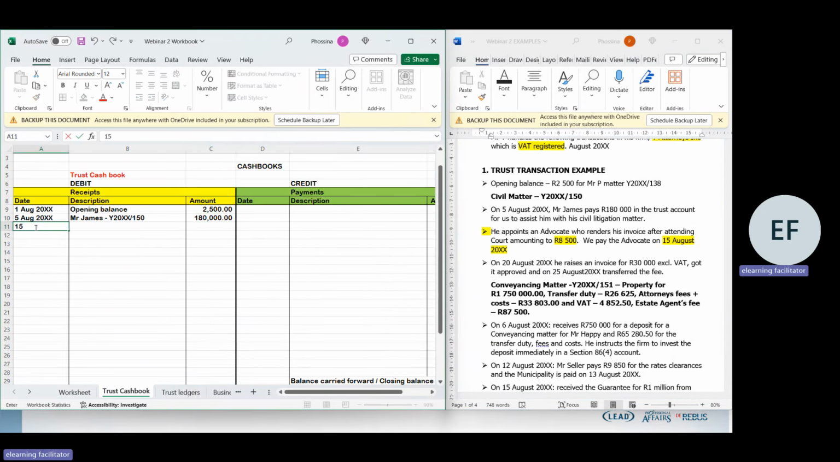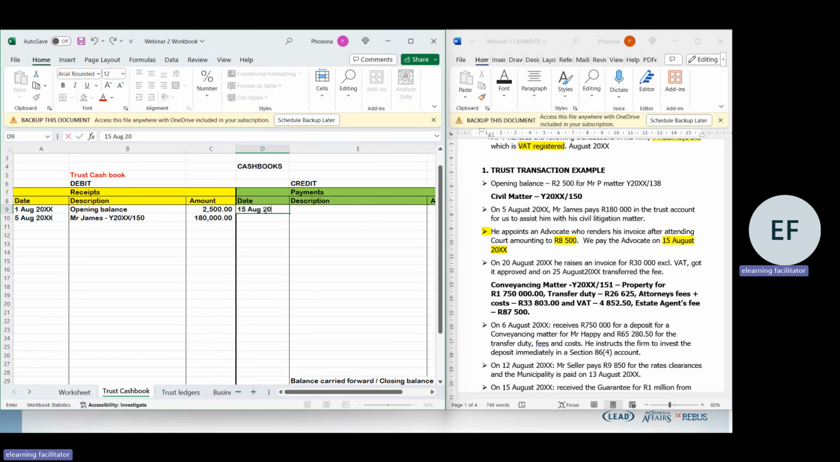15 August 20XX. Sorry. So this is the payment. Sorry for that. Okay, so our payments, this is the receipt side. Our payments, they're on the payment side, on the credit side. So this is easy to illustrate.